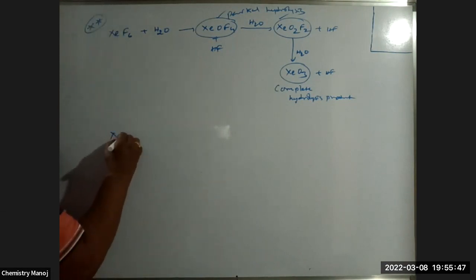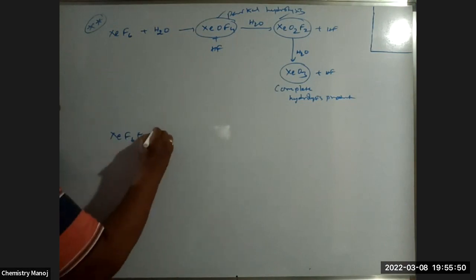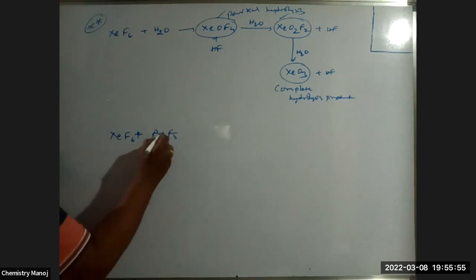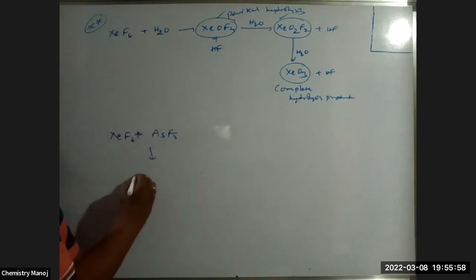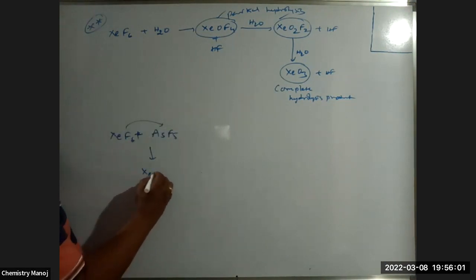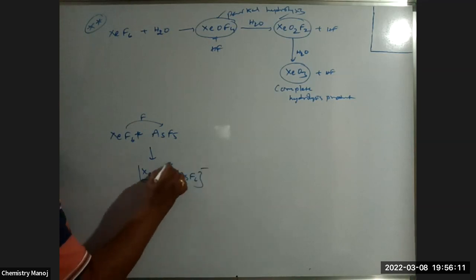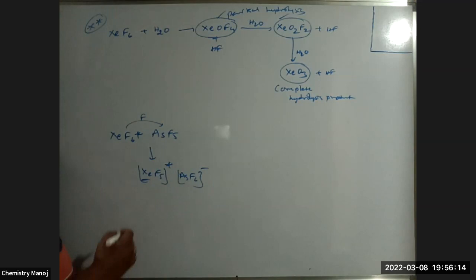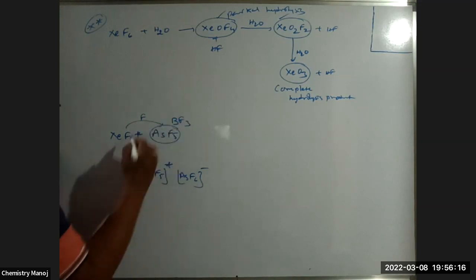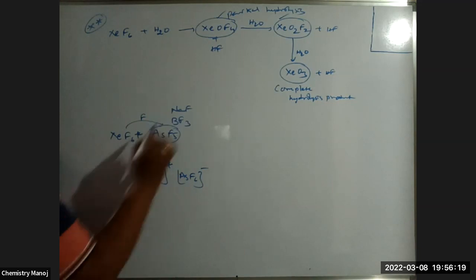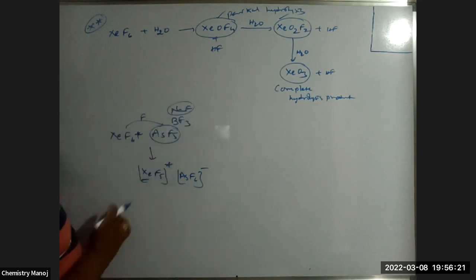Next one. When XeF6 reacts with arsenic fluoride, AsF5, it is a non-metal fluoride. No doubt, just like that. One fluorine is taken away, giving XeF5 plus ion and AsF6 minus ion. That is xenon available in cationic form. Okay? So here AsF5, BF3, and also metal fluorides, whatever it may be.